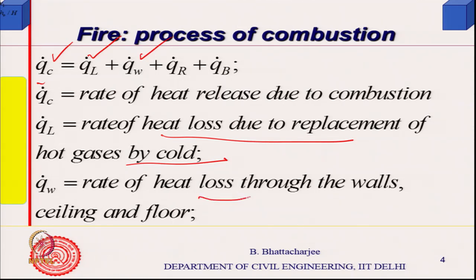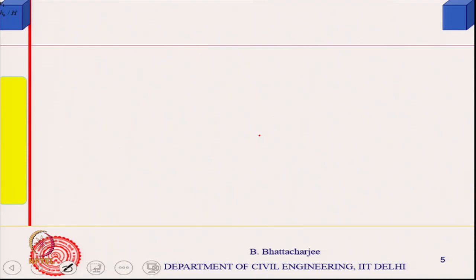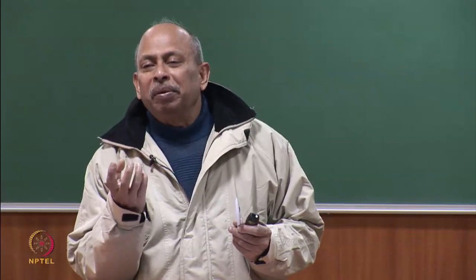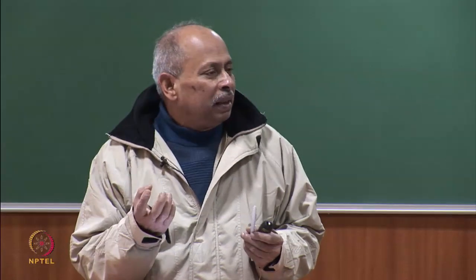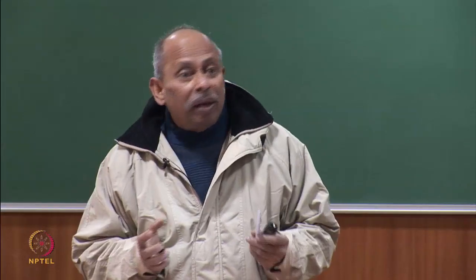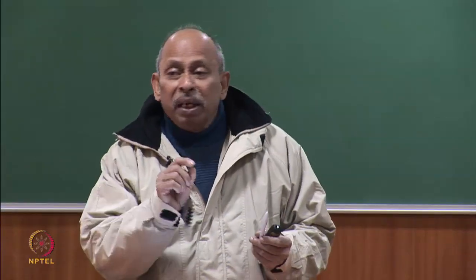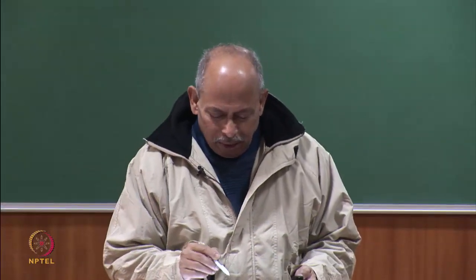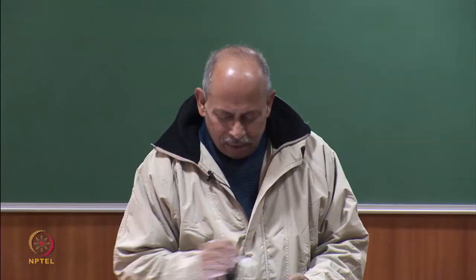This is the conduction, rate of heat loss through wall, ceiling, floor. This is the radiation heat loss, and this is some amount of heat loss would be there. QR is the rate of heat radiation, rate of heat storage in the gas. So, because what is heat storage? Temperature of the gas is increasing. So, if I know the mass of the gas inside, its specific heat and temperature change in unit time, that I can find out. This is known to me because we know rate of burning.